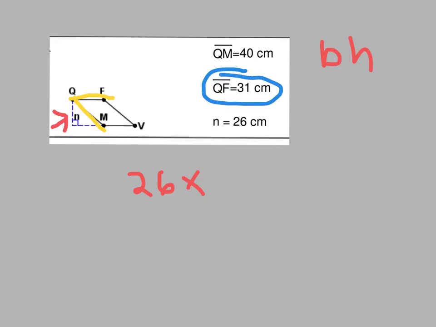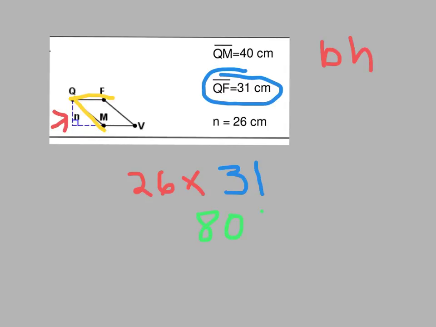So the other part of our equation is 26 times 31. We're going to grab our calculator now. And we're just going to punch in 26 times 31. I hit the equal sign. And my answer to that equation is 806.